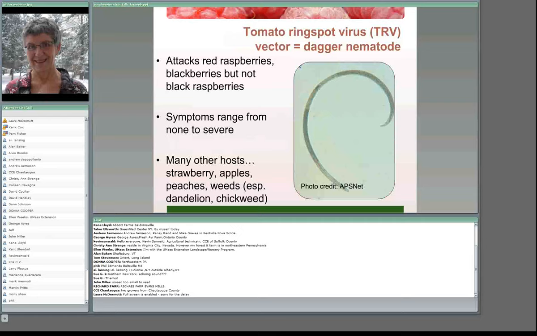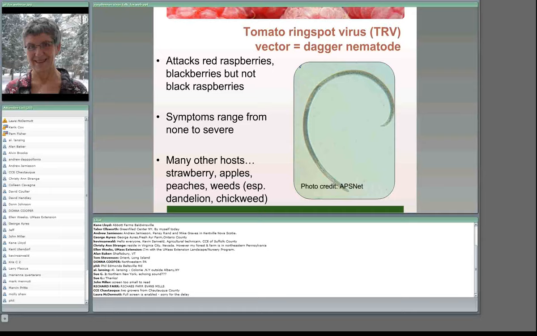In contrast to the mosaic virus, however, which only occurs in the raspberry genus Rubus, tomato ring spot virus can be found in over 35 different plant families, including strawberries, apples, peaches, tomatoes, and many different broad-leaved weeds. So we're going to have a different approach to controlling this virus in raspberries.